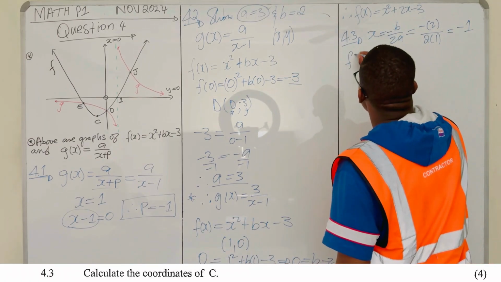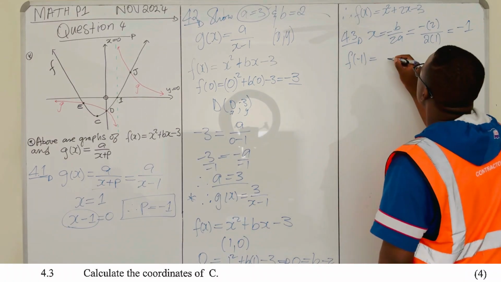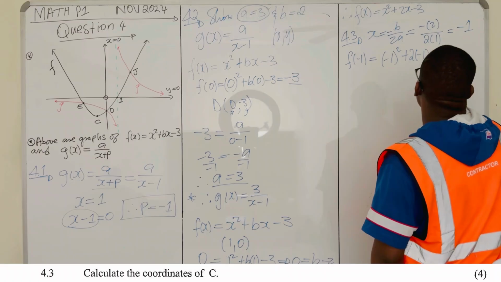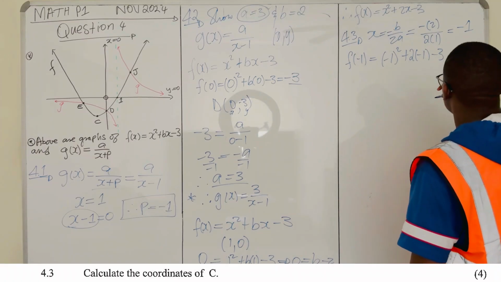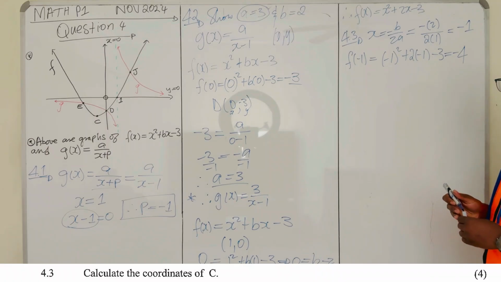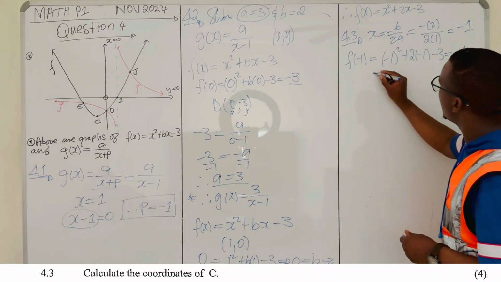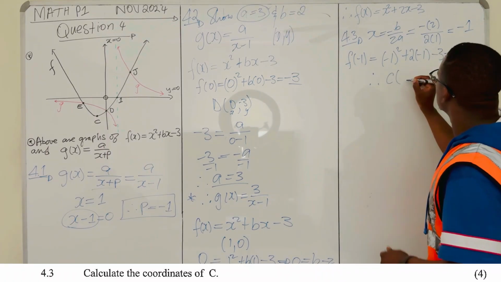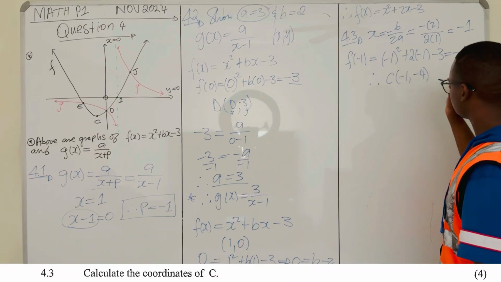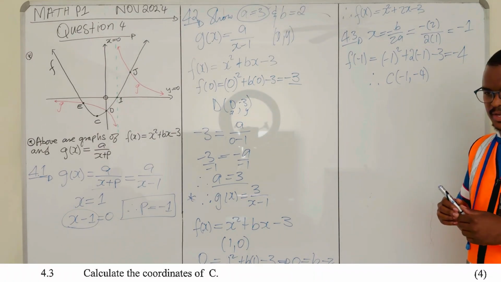So you say, okay, my f of minus 1, this is the y value, is equal to minus 1 all squared plus 2 times minus 1 minus 3. What is the answer to this? Minus 4. It's minus 4. Therefore, our coordinates for C are minus 1 and minus 4. Are you with me? Yes.